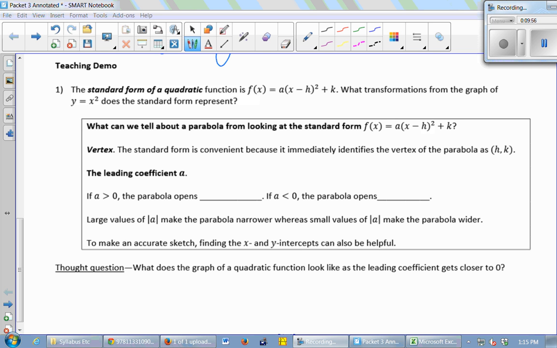So what can we tell about a parabola from just looking at its standard form? The vertex, right? That's what's convenient about the standard form, is that you can see the vertex. h and k make the vertex of the parabola. The leading coefficient a, when a is positive, like it was in our example, the graph opens up or down? Up. And if a is negative, that would cause a reflection over the x-axis, so the parabola would open down.